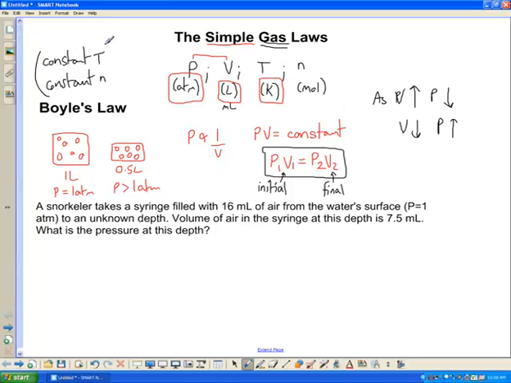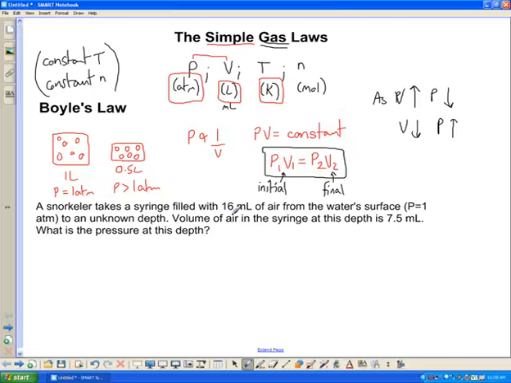And we'll find for each of the 3 simple gas laws there is an assumption like this. But assuming that, let's take a look at an example. It says a snorkeler takes a syringe filled with 16 mLs of air from the water's surface where the pressure is 1 atmosphere to an unknown depth down below the level of the water. The volume of the air in the syringe at this depth is 7.5 mLs. What's the pressure at this depth?